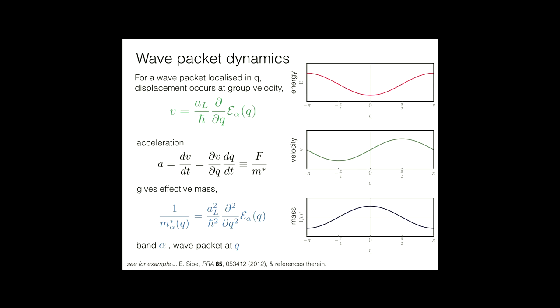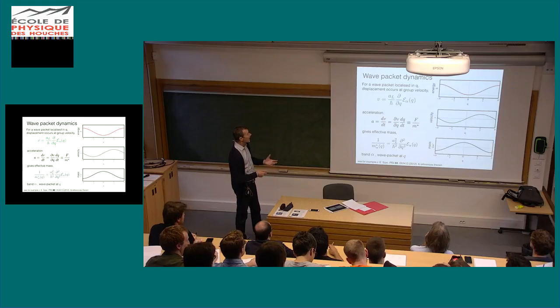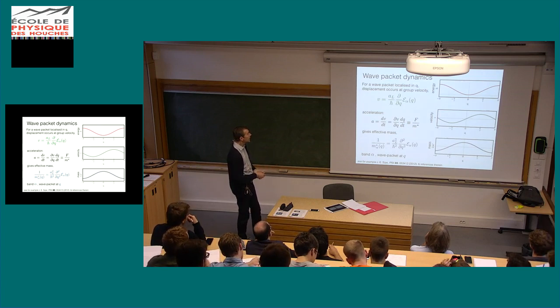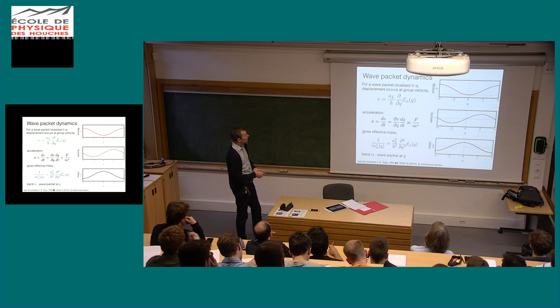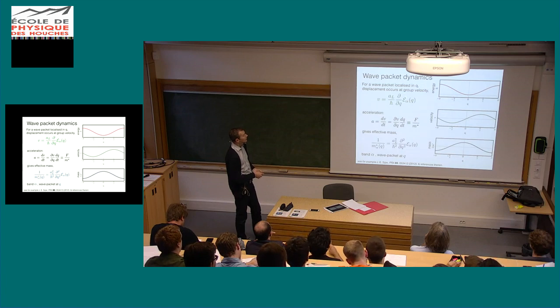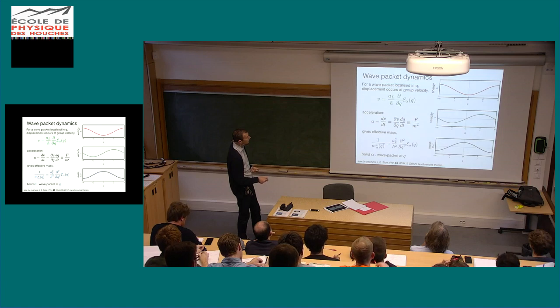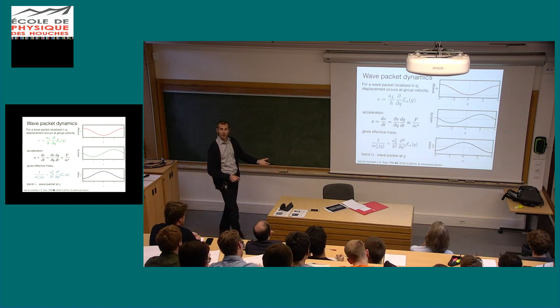And now we can construct wave packet dynamics. For some kind of delocalized wave packet, which is fairly localized in q, you can define a velocity which goes like, for any q, the local derivative of the dispersion relation. That's the group velocity of a wave packet. Now, if I accelerate it in the way I've just told you, that's the change of this group velocity versus time. If you apply the chain rule to this, this is the force divided by the effective mass, where the effective mass is given by the second derivative of the dispersion relation.